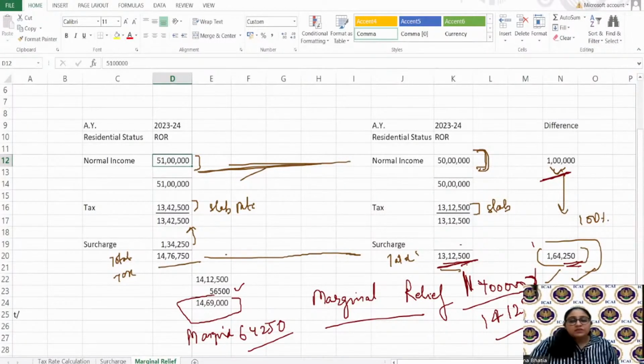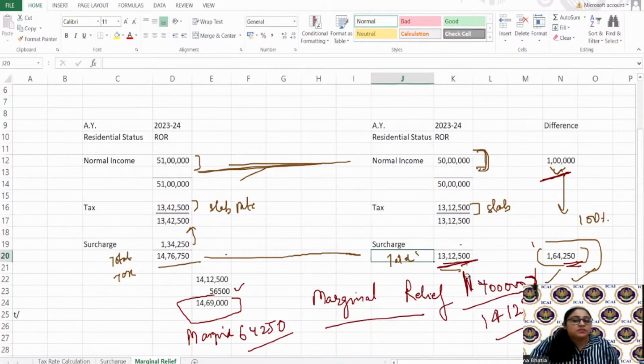The purpose of marginal relief is to ensure that the increase in amount of tax payable, including surcharge, due to increase in total income of an assessee beyond the prescribed limit should not exceed the amount of increase in total income. So the tax amount's increase cannot be more than the increase of total income. So the maximum increase allowed in this case would be 1 lakh. So the extra amount of tax coming, that would be my marginal relief.